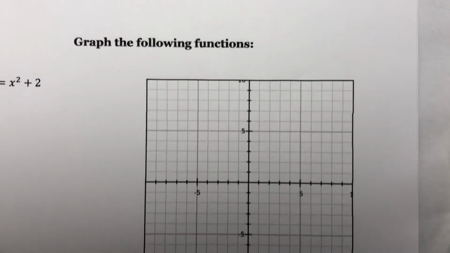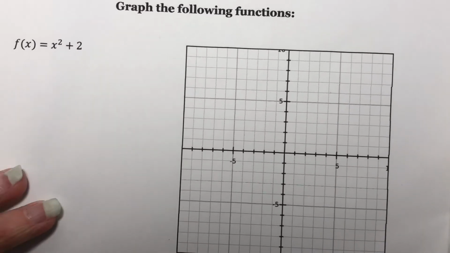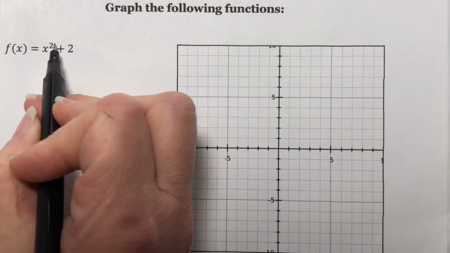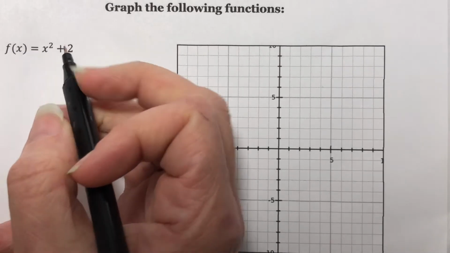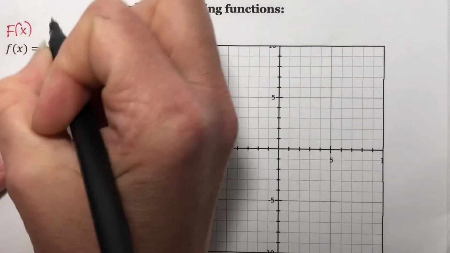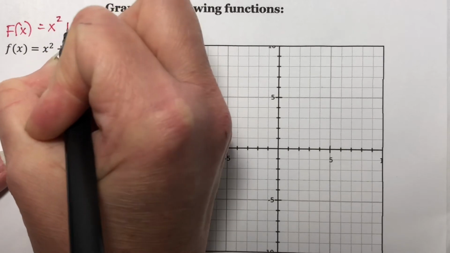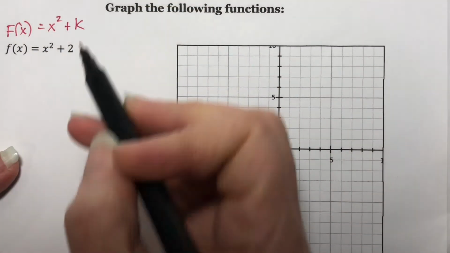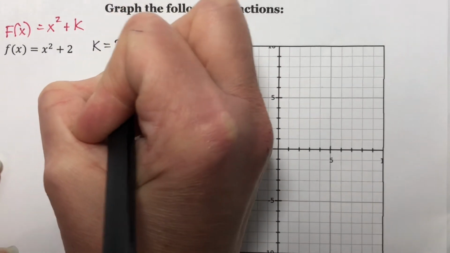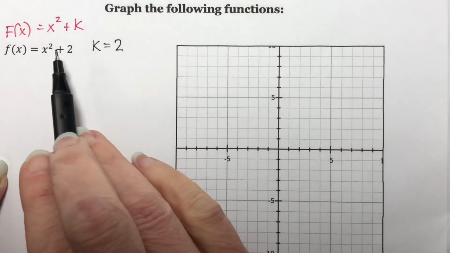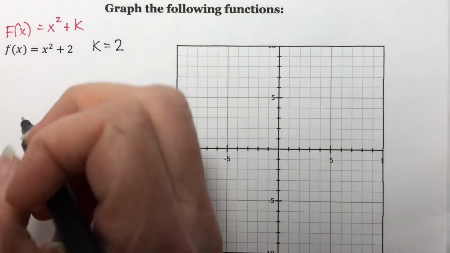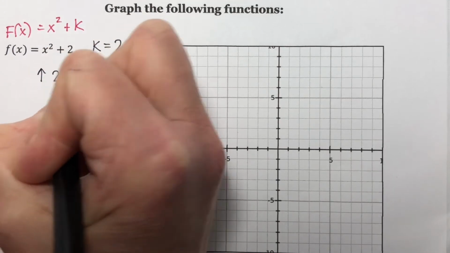Okay, I want to find the graph of the following functions. I have f of x is equal to x squared plus 2. The formula from the other page was f of x is equal to x squared plus k. So in this case, our k value is equal to positive 2. Since this is a positive number, we're going to take our original graph and move it up 2 units.